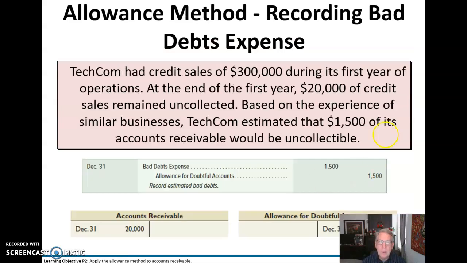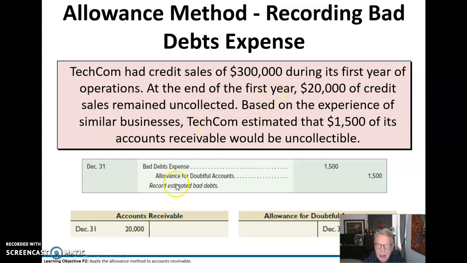All right. We're going to take a look at the allowance method here, and TechCom has credit sales of $300,000 during its first year, and at the end of the first year, $20,000 of credit sales remain uncollected. Based on the experience of similar businesses, TechCom thinks that $1,500 of that's going to be uncollectible. They don't know that. That's an estimate, I keep emphasizing.